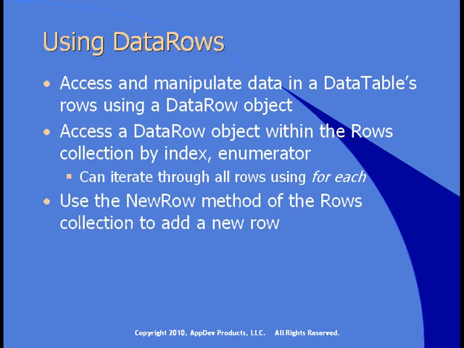You can also use the new row method of the rows collection, as you've seen already, to add a new row to the set of rows. The new row method returns a data row object. All you have to do is fill in the columns in that row and then call the add method of the rows collection to add the new row to the end of the list of rows.